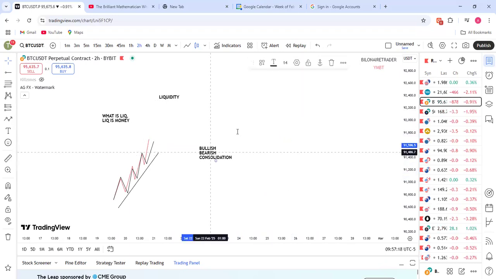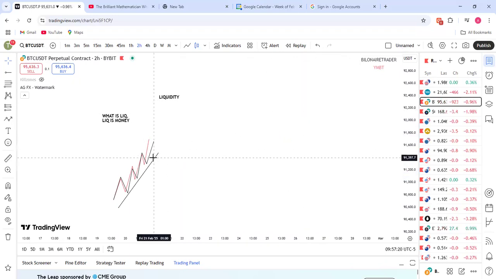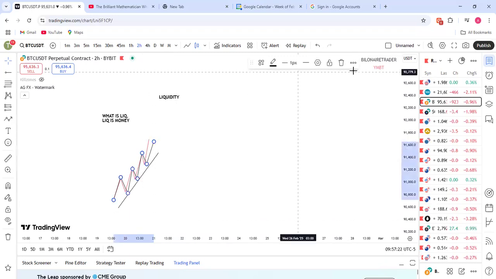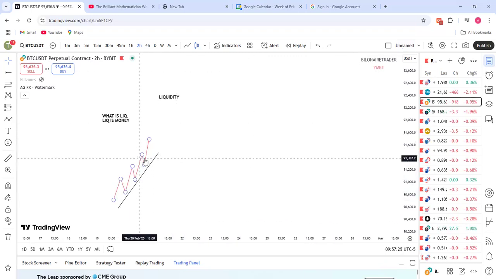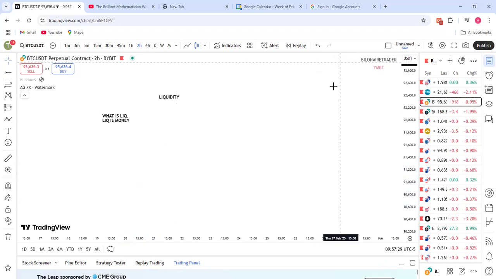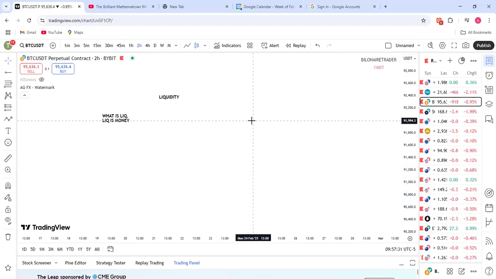So how then do we understand liquidity? When we talk about liquidity, what is liquidity? Like I said, liquidity is money. So how does liquidity relate to the market?